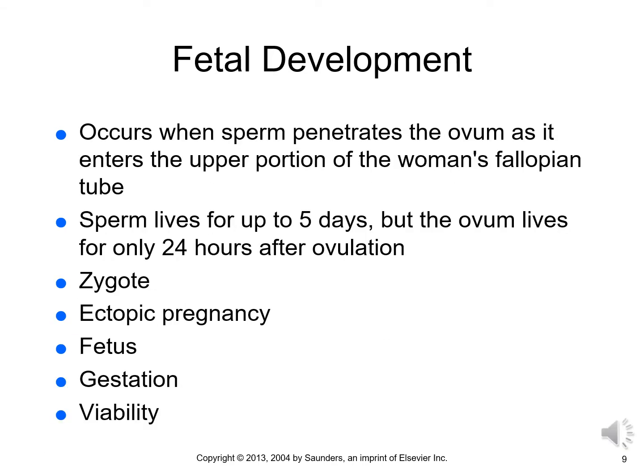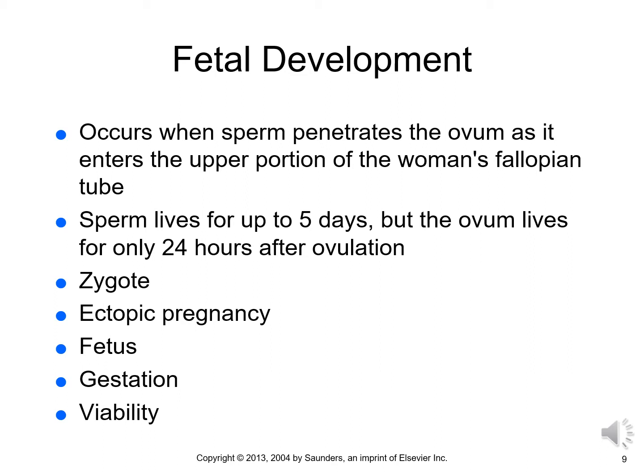Fetal development begins when the sperm penetrates the ovum as it enters the upper portion of the woman's fallopian tube. Sperm can live up to 5 days, but the ovum lives for only 24 hours after ovulation. When the sperm and the ovum connect, that forms a zygote. An ectopic pregnancy is where the zygote doesn't move through the fallopian tube, so it gets stuck.